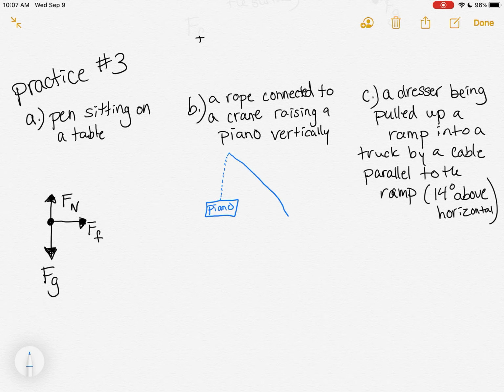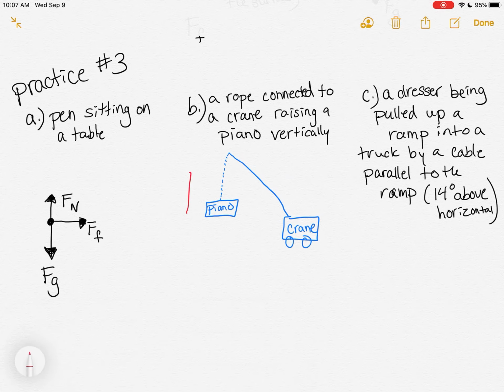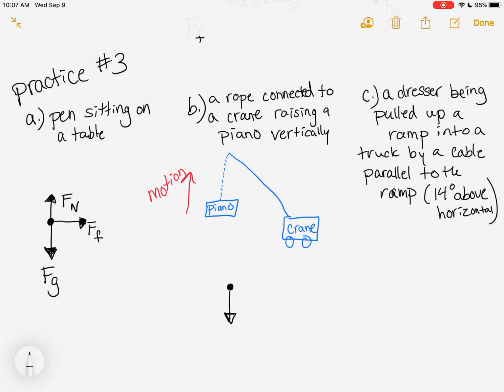And my rope is connected to my crane, okay? And I know that my piano is rising vertically, so this is our motion. Okay, so for the free body diagram for the piano, we're gonna have a force of gravity, because we always have a force of gravity.